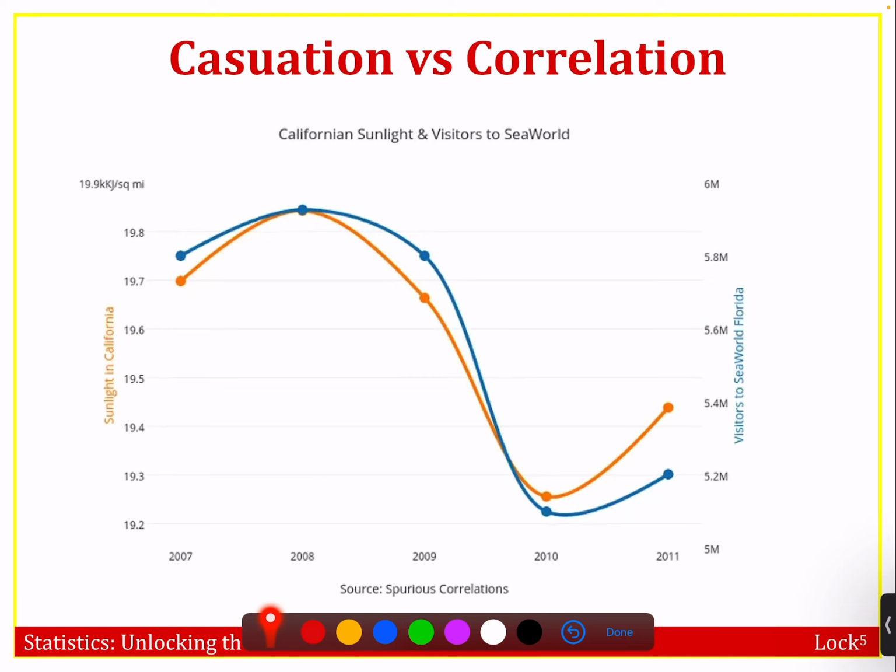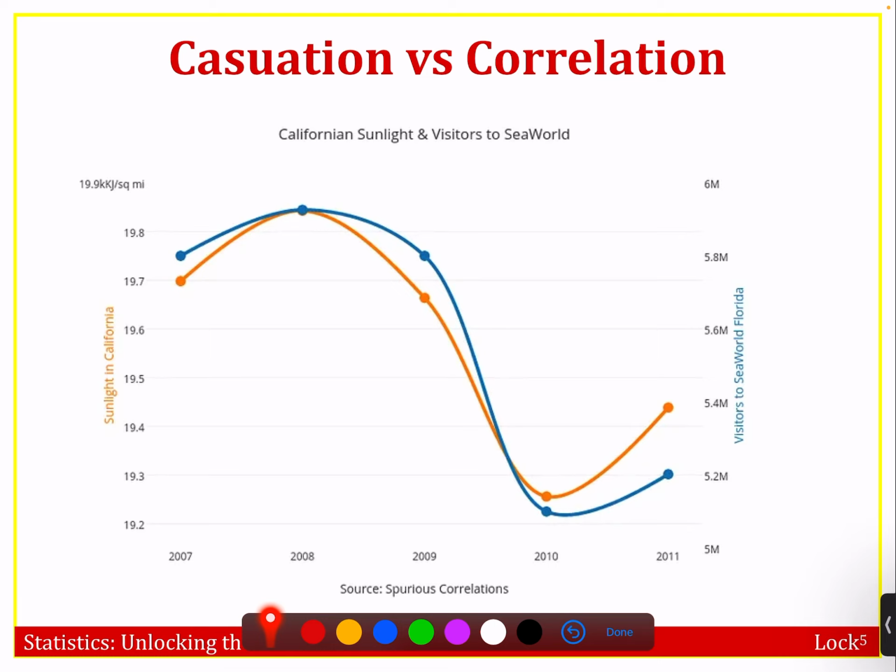This is the energy in the California sunlight in energy per square mile, and the number of visitors to SeaWorld over years. So the sunlight in California is the orange curve. And we can see that it dipped in 2010. And so did the visitors to SeaWorld.